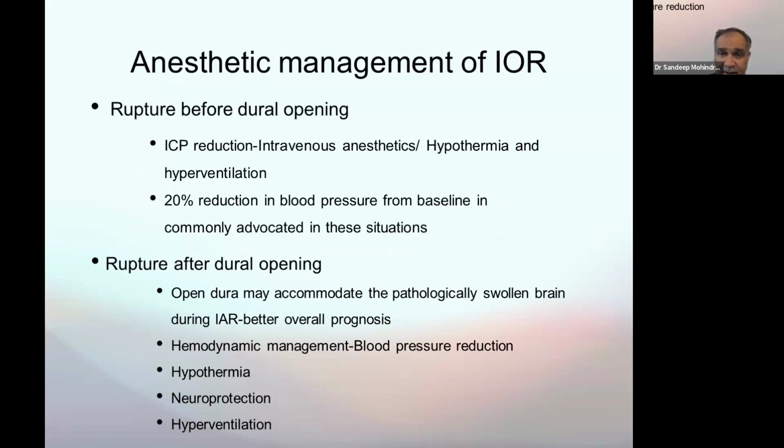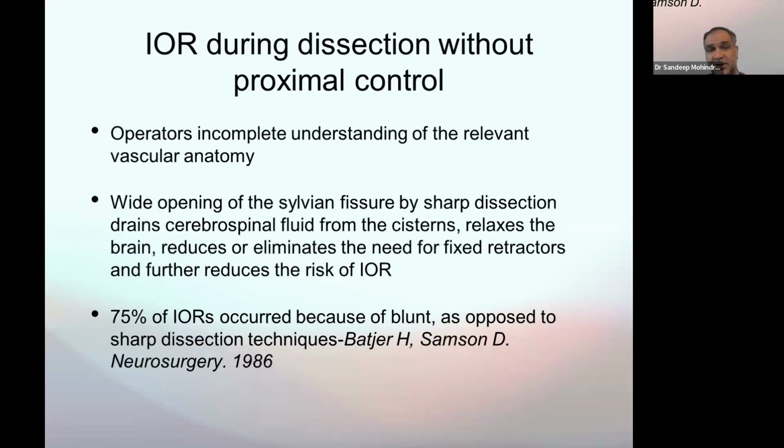Anesthetic management of IOR. Now the anesthesia people have a different role to play. Rupture before the dural opening: ICP reduction, hyperventilation, hypothermia, 20% reduction in the blood pressure from baseline. Rupture after dural opening: an open dura may accommodate the pathologically swollen brain better than a closed one. Hemodynamic management is needed, blood pressure reduction is needed, hypothermia and neuroprotection, which have been advocated and are mentioned in the literature.